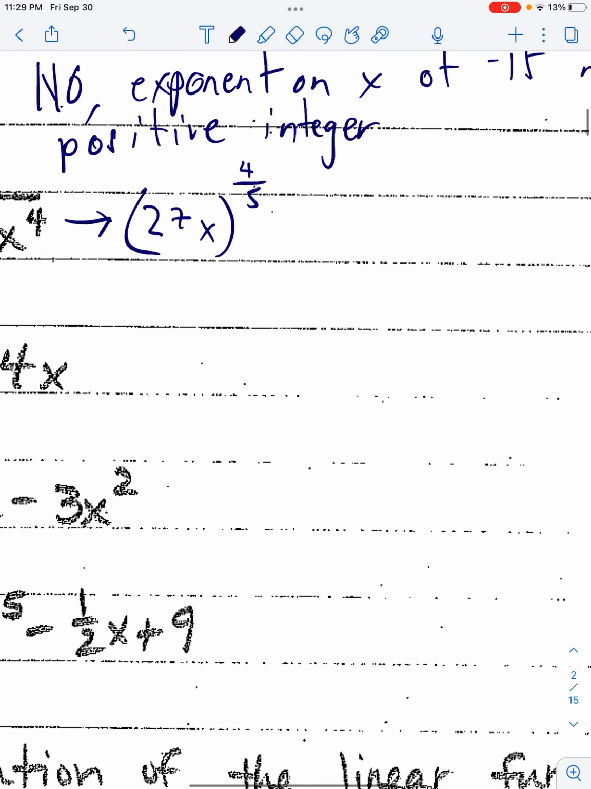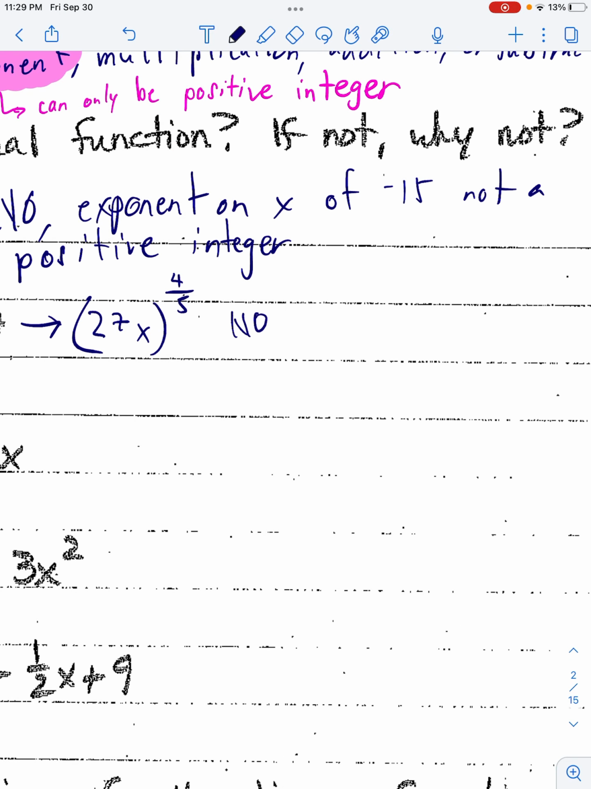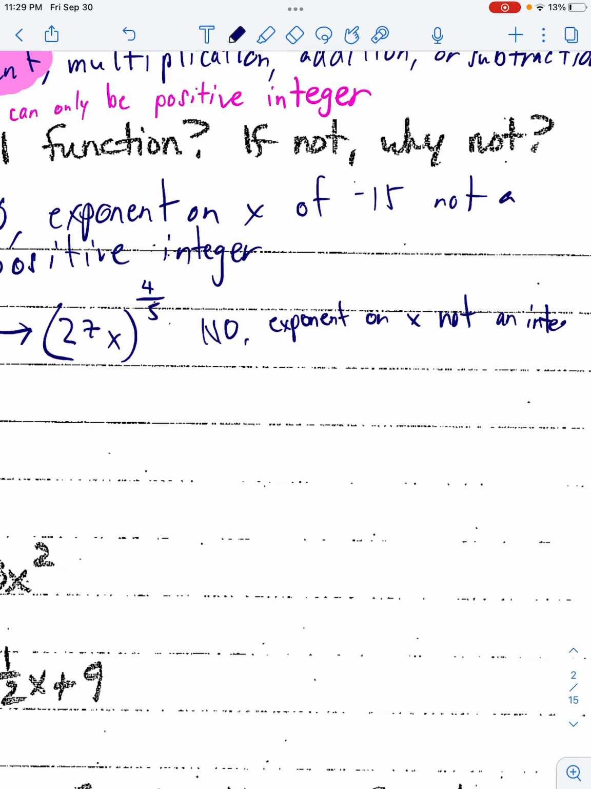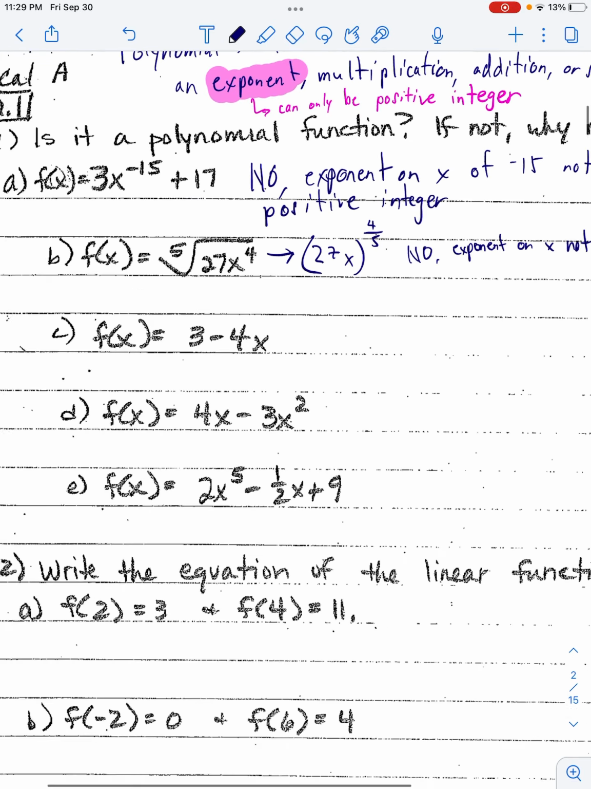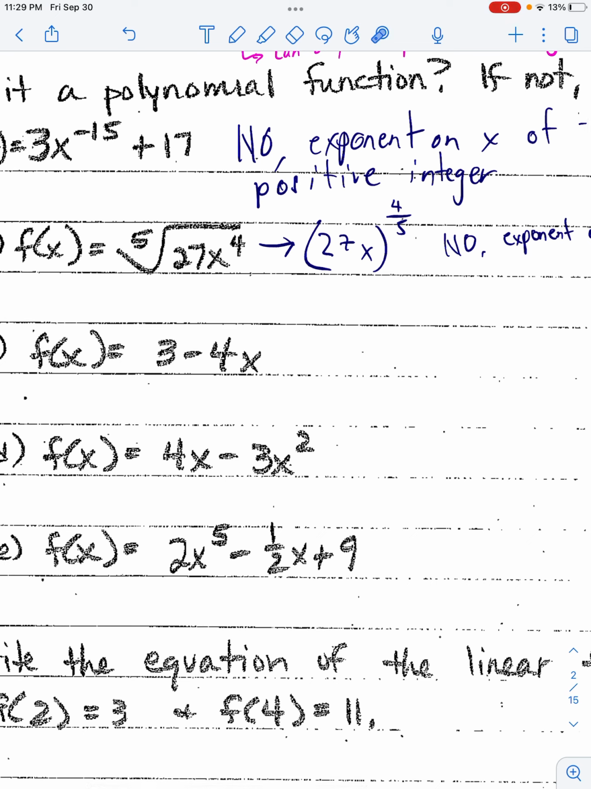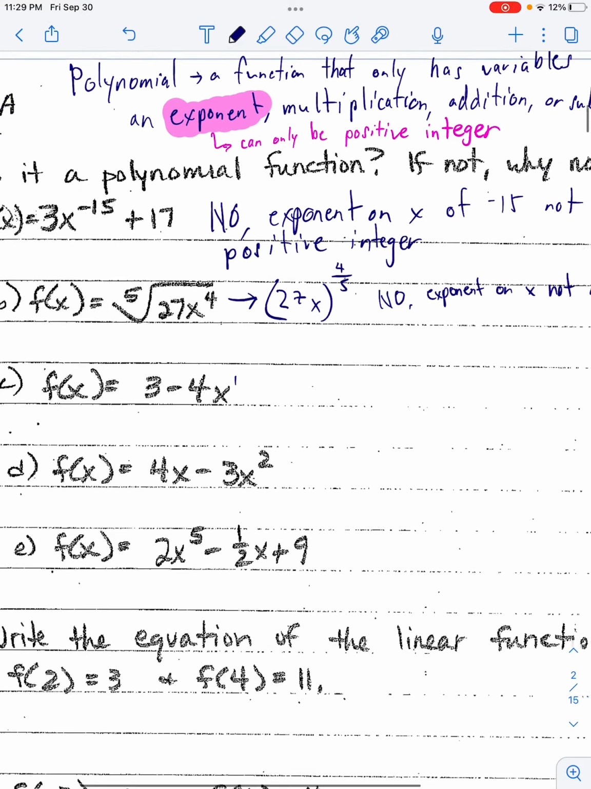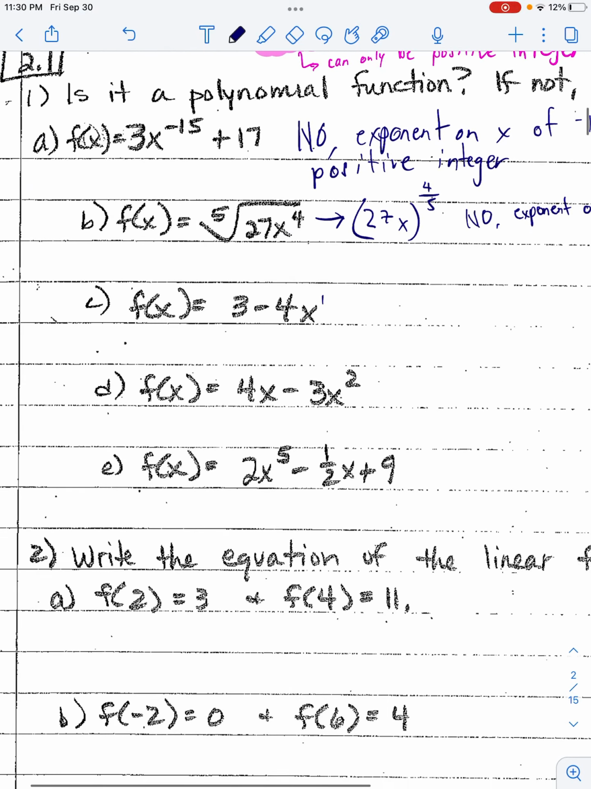All right, now is this a polynomial function? No, right? That's because the exponent on x is not an integer. It's not an integer. Okay, so that's a no. C. Okay, let's look at this. My variables are only involved in multiplication. The exponent on this x is 1, okay? So actually, 1 is a positive integer, all right? So yes, it's a polynomial function, okay?